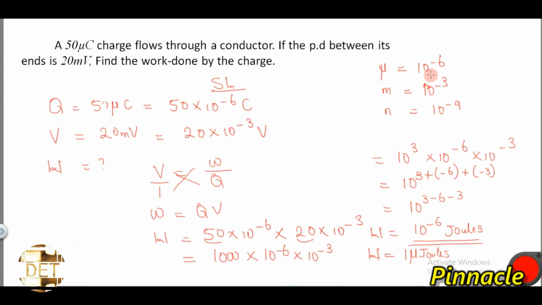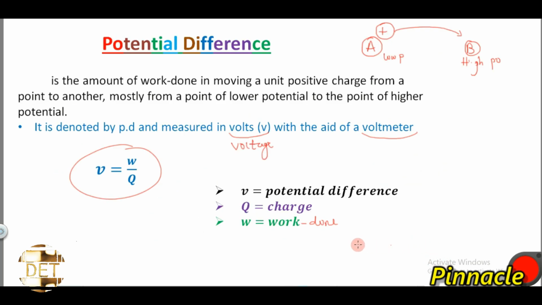Remember, micro means what? 10 raised to the power minus 6, right? So if my work done is 10 raised to the power minus 6 joule, that can also be equal to what? 1 microjoule. So let's go back to this point. So potential difference is measured in what? In volts. Very important. Charge is measured in what? In coulomb. Then work done is measured in what? In joules. This is very important, right?